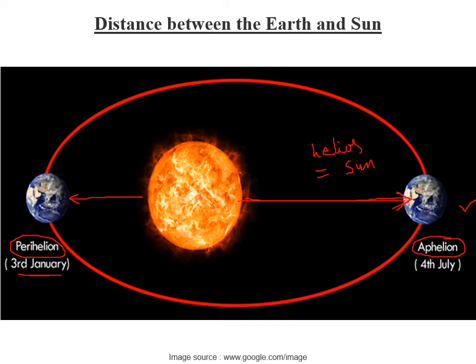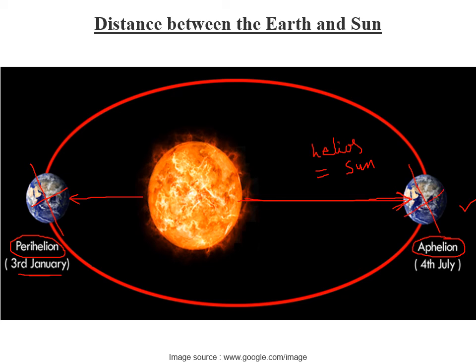So theoretically, the northern hemisphere winter becomes slightly milder than the southern hemisphere winter. Why? Because if you look at the perihelion position and the position of the Earth, the axis position is like this. Similarly, at aphelion, the axis position is like this. So this will be our equator, and this will be our equator.